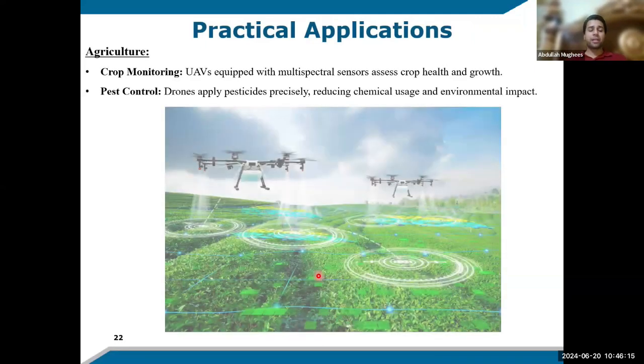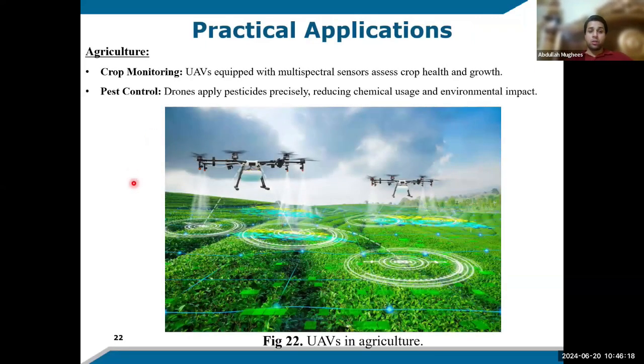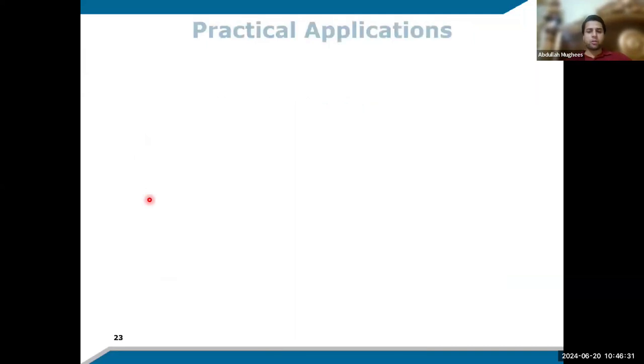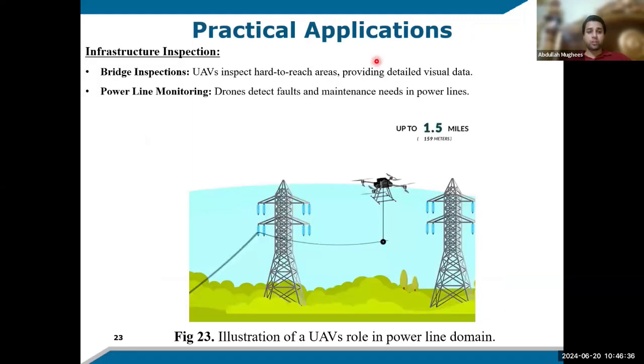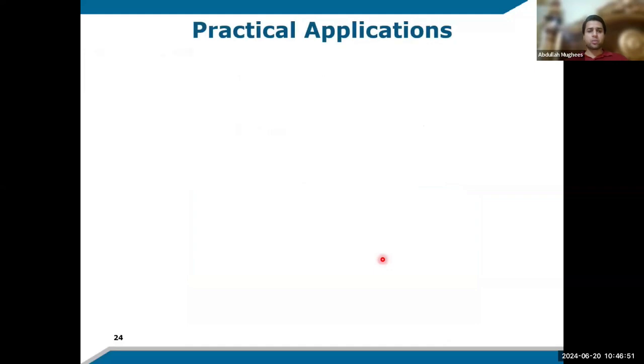So if we talk about the practical applications, I just previously told you that they are quite useful in crop monitoring, and they can be used for applying pesticides, reducing chemical usage, and the environmental impact is quite good because of their usage. If we talk about their use in infrastructure, they can be used in places that are hard to reach and maybe hazardous to humans.